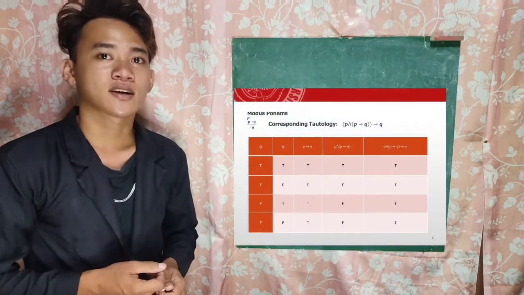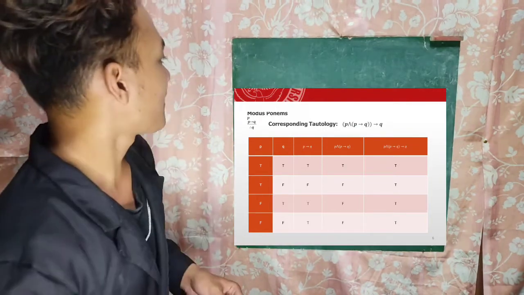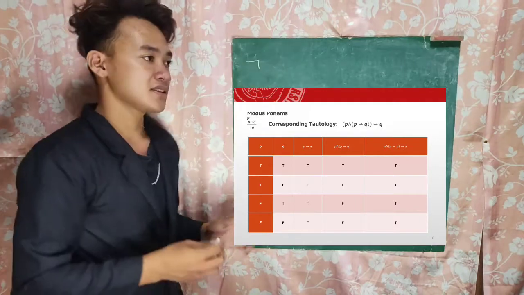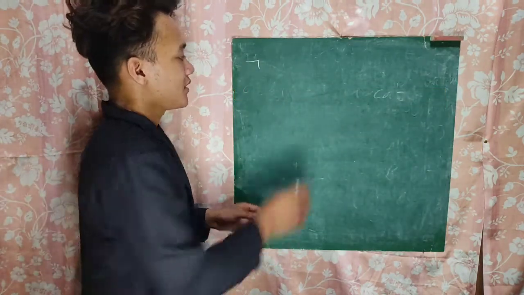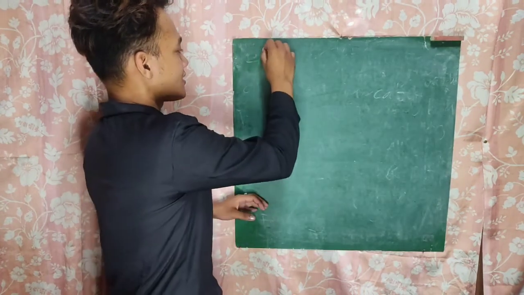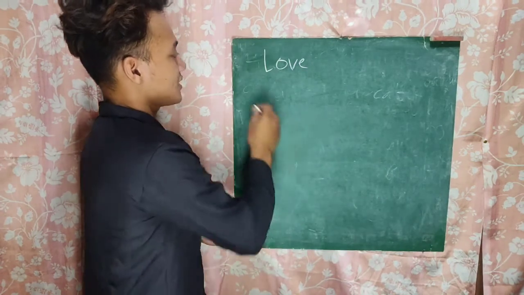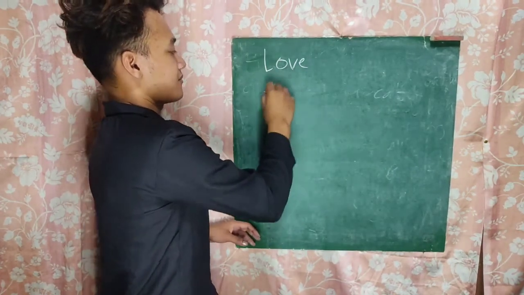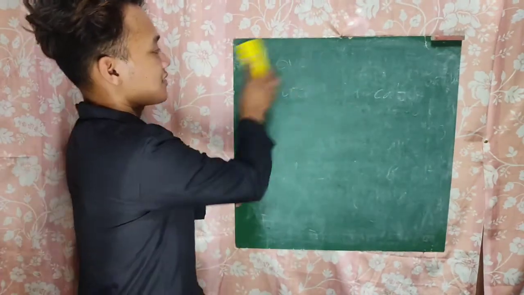Modus tollens. The corresponding here, we will have negation. So what is negation? The negation is the opposite. So if your statement is love, then the opposite is hate. But that's not right in math.